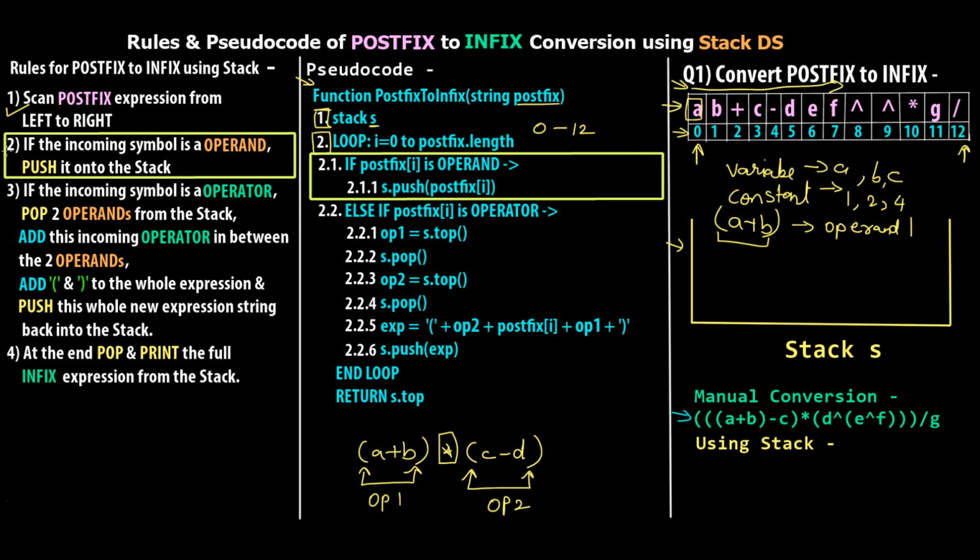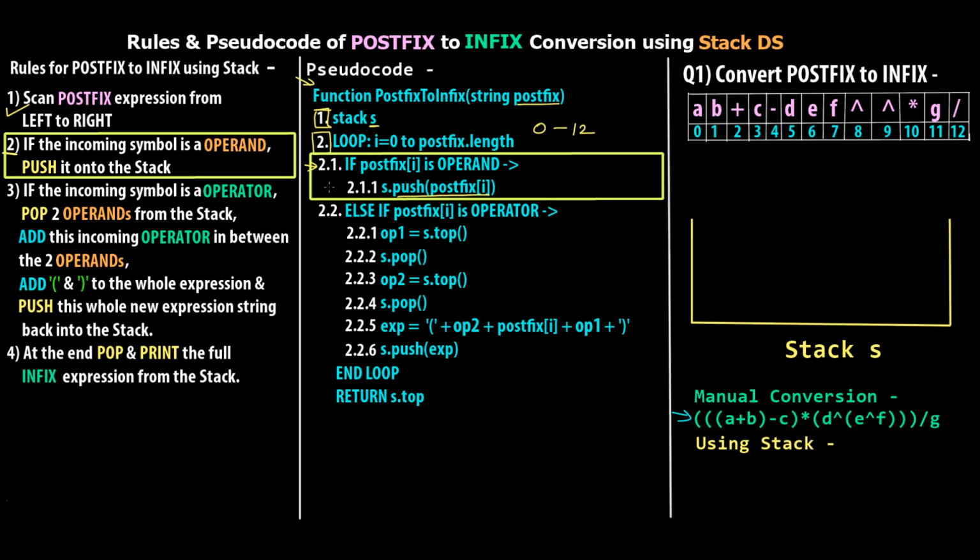Simple rule. So for rule number 2, in the loop we have 2.1, which says if postfix of I, that is the index position that we are scanning in the postfix expression, if that symbol is an operand, just push it onto the stack. s.push. Pretty basic. So this is 2.1.1, and this is rule number 2 in the rules part. Let's see rule number 3.